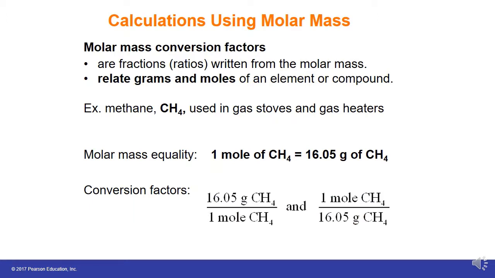So given that we have the molar mass of a substance, let's say I know that 1 mole of methane is equal to 16.05 grams of methane, then I can have a conversion factor. If I'm given the number of moles, I can determine the number of grams by putting grams on top. And given the number of grams, I can determine the number of moles by putting 1 mole on top.